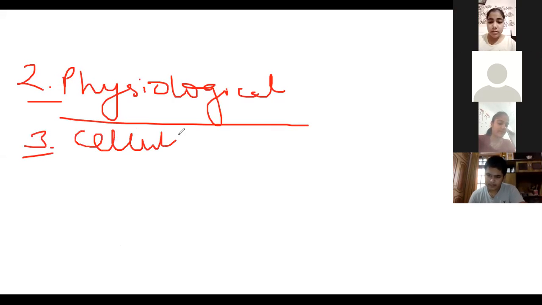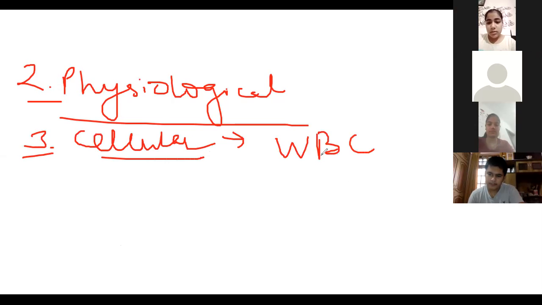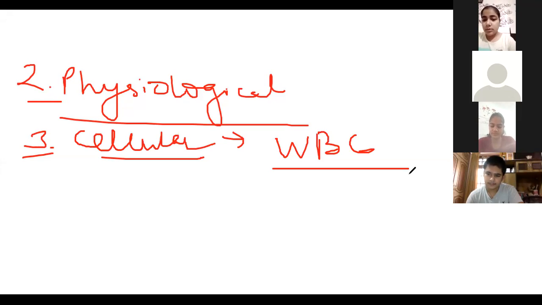Very good. So cellular. What does it involve? RBCs, WBCs, platelets, none of these. WBCs. Leukocytes. So WBCs, how do they help? How do they constitute the cellular barrier? They act as phagocytes. They can engulf the pathogen, kill the pathogen, and then by exocytosis it comes out of the body. Absolutely right. And the fourth one is?